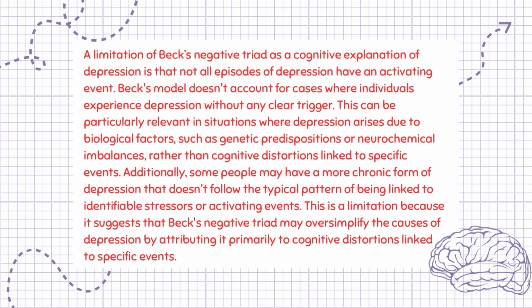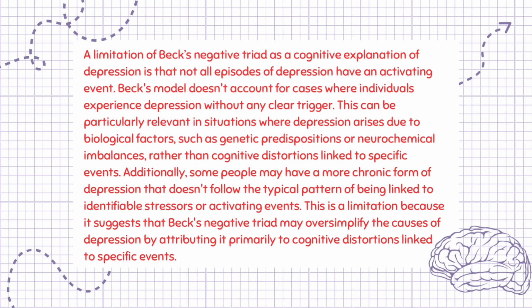A limitation of Beck's negative triad as a cognitive explanation of depression is that not all episodes of depression have an activating event. Beck's model doesn't account for cases where individuals experience depression without any clear trigger. This can be particularly relevant in situations where depression arises due to biological factors, such as genetic predispositions or neurochemical imbalances, rather than cognitive distortions linked to specific events.